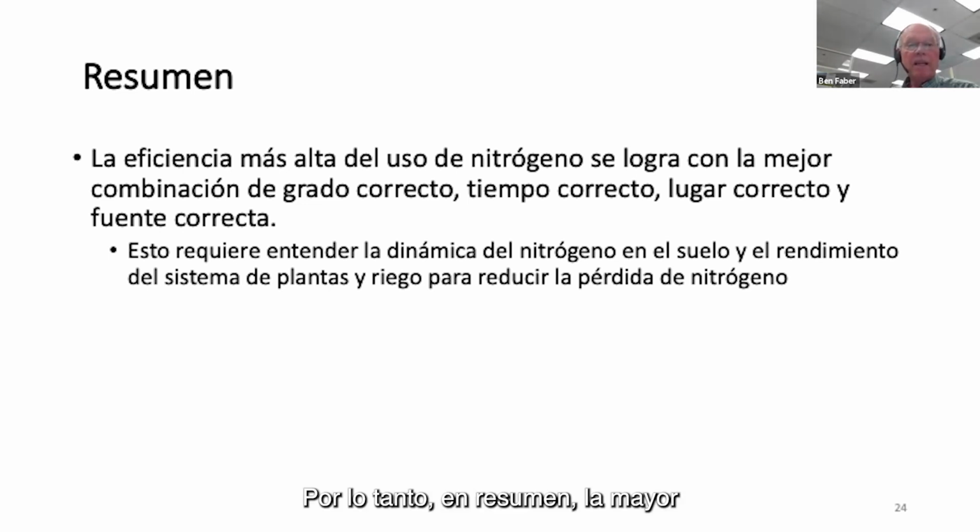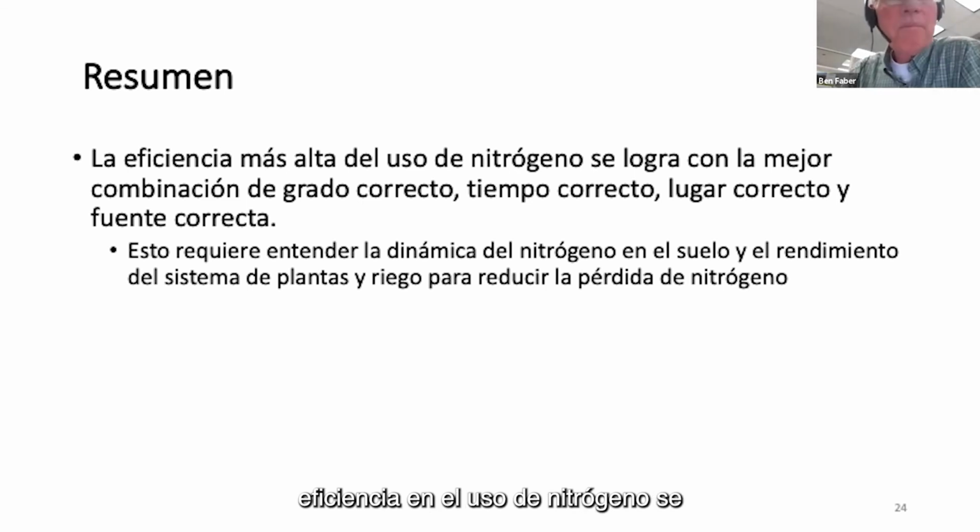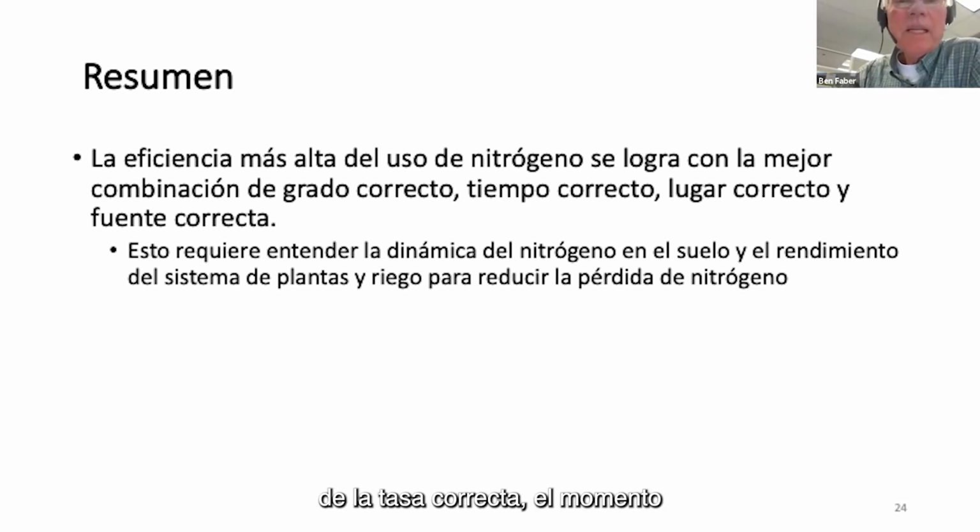So in summary, the highest nitrogen use efficiency is achieved by the best combination of right rate, right time, right place, and right source. And this requires an understanding of the dynamics of nitrogen in the soil, as well as the plant and the irrigation system.